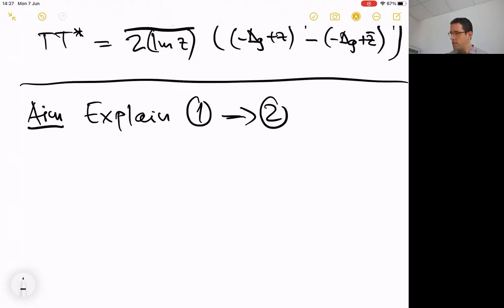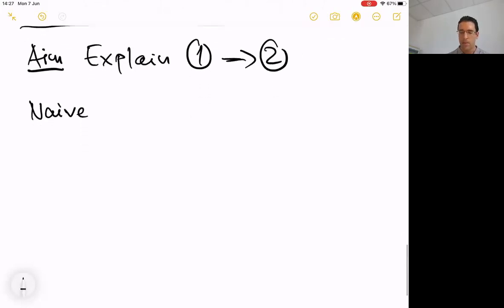All right, so there's a naive way to do it, and I'm going to show it to you. And it's not going to work. It's going to give us a result which is almost what we want, but not quite. So we'll have to improve it later.